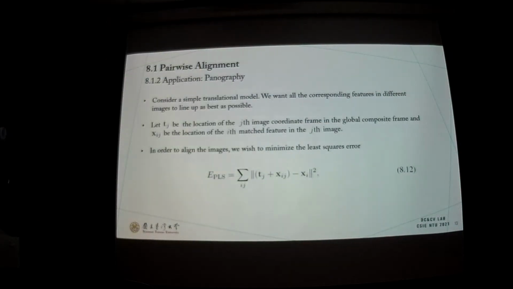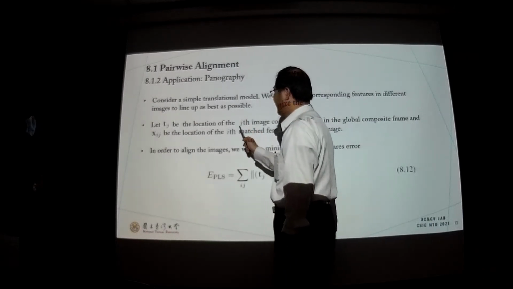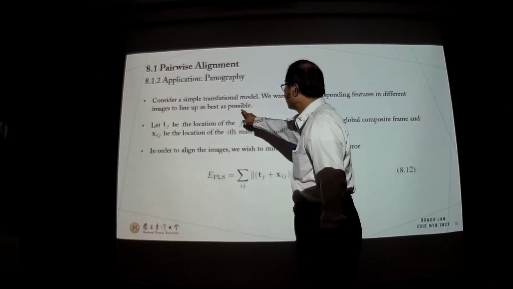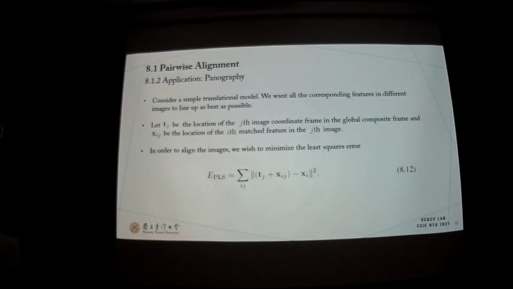Let the pj be the location of the jth image coordinate frame. I think in Indonesia you always read this as G. This is not G, it's J. You can read it as J's, like fourth or fifth. J's. Okay. Yeah, J's. Yes, J's.